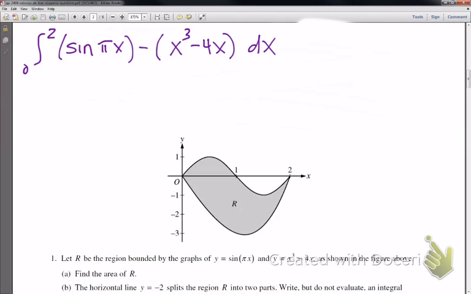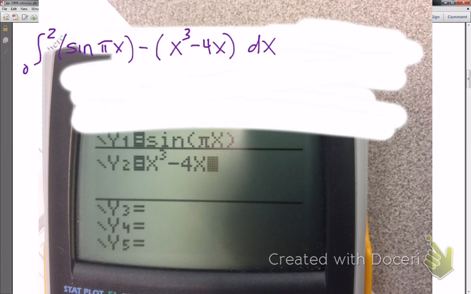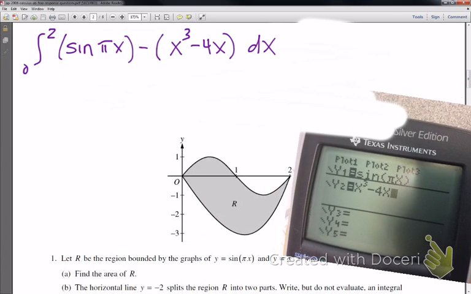Here is what my y1, y2 look like, so hopefully yours look like this as well. So I put sine of pi x in for y1, and I put x cubed minus 4x in for y2. Which of those, by the way, is the top function? Sine of pi x. If you didn't know that, you could graph it. Hopefully you do know that this is the graph of sine, okay? And the bottom one, the cubic function, would be x cubed minus 4x. If you didn't know that, you could always check it, but if you did know that that was sine, that would be great.